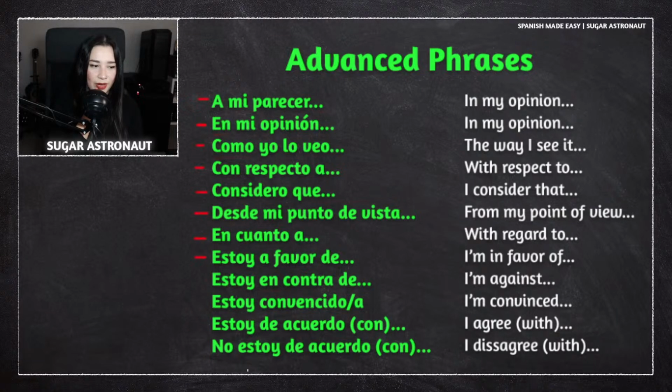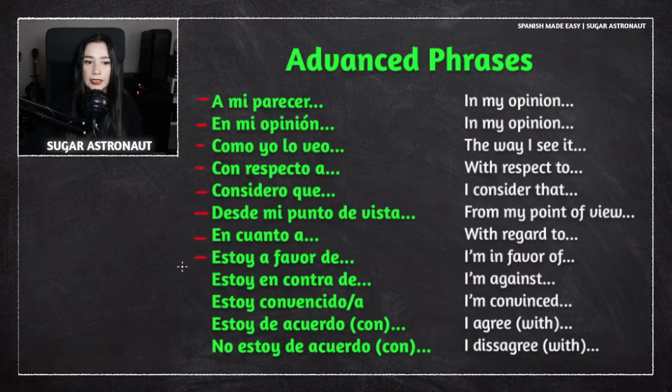Lindsay, como yo lo veo, is yo required here or can it be left out? Puede ser como lo veo. Como yo lo veo, como lo veo. Yes, you can remove it. You can leave that out if you don't want to say yo, como lo veo. Same thing. You don't need yo there. But it's very common to say como yo lo veo as well. So, como yo lo veo, the way I see it, como lo veo. But either one works, though como yo lo veo is very commonly used.